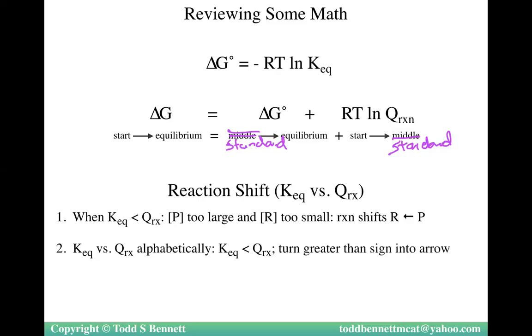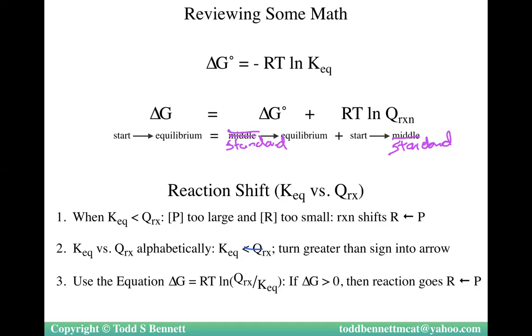I can logic my way out, but there's something much easier than doing that. Always draw Q and K alphabetically, like we did here, Q and K. Take this less than sign and turn it into an arrow. So if I turn this into an arrow, that means the reaction has to go in that direction. So turn your greater than or less than sign, draw it alphabetically, turn it into an arrow that tells you which way it goes.